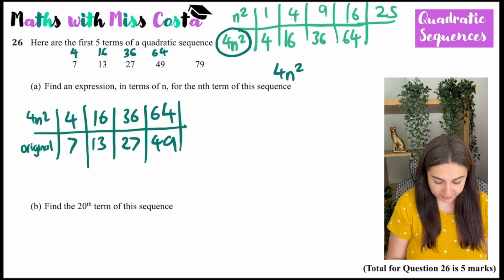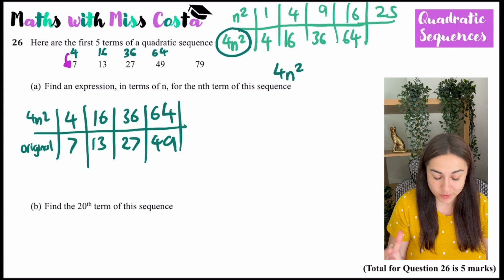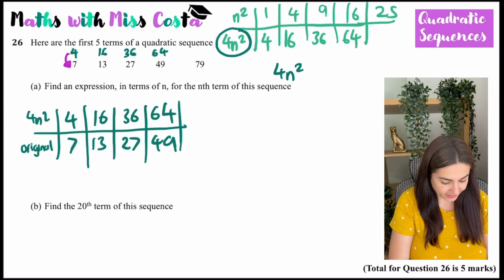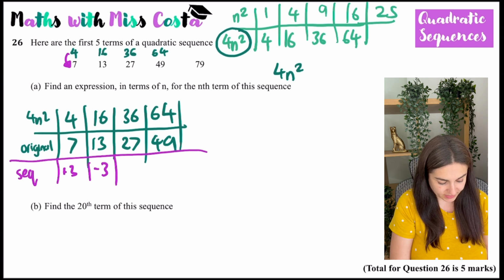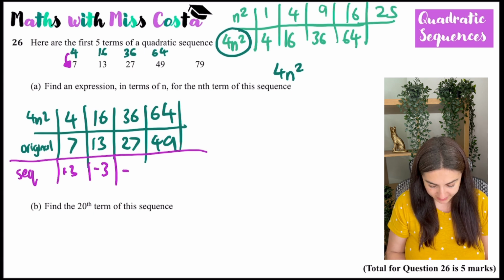And what I want to do is figure out what the difference is between the 4n squared times table and my sequence. So how do I get from 4 to 7? I add 3. How do I get from 16 to 13? I take 3. From 36 to 27, I take 9.